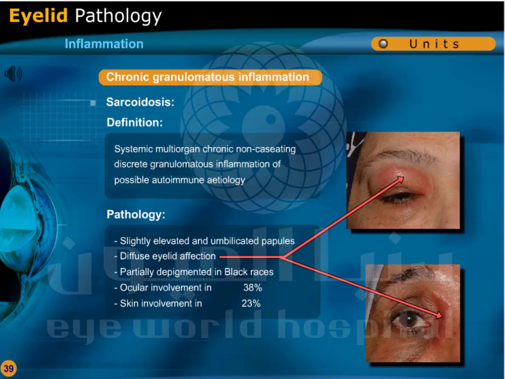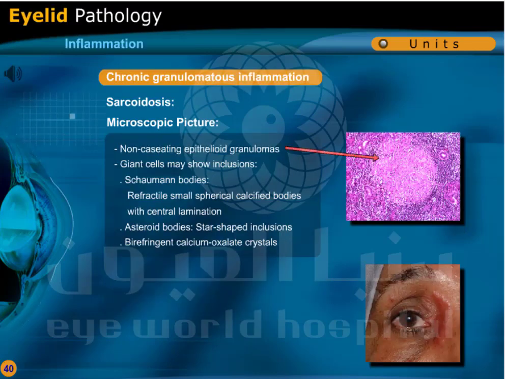in 23%. Microscopic picture. Non-caseating epithelioid granulomas. Giant cells may show inclusions. Schaumann bodies: refractile small spherical calcified bodies with central lamination. Asteroid bodies: star-shaped inclusions. Birefringent calcium oxalate crystals.